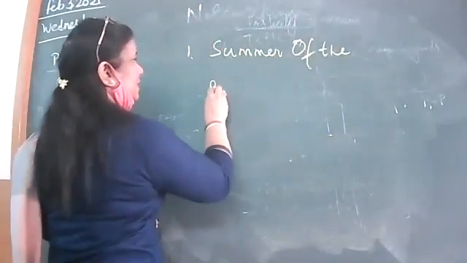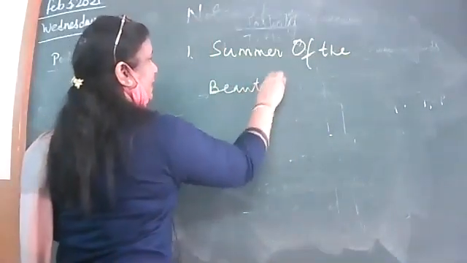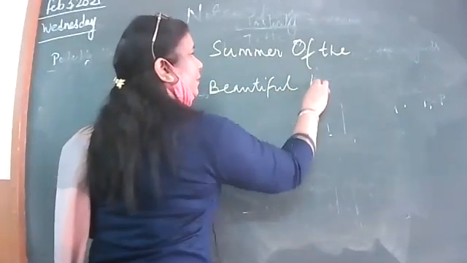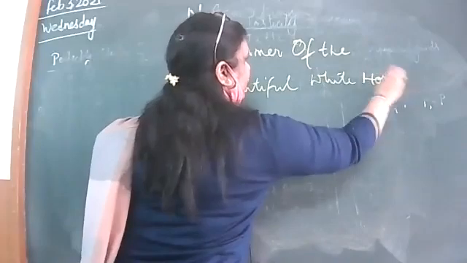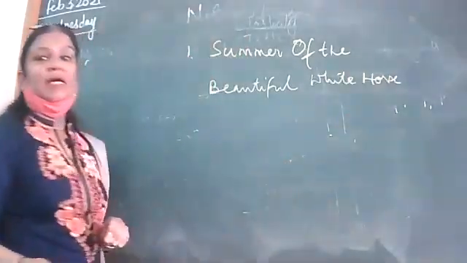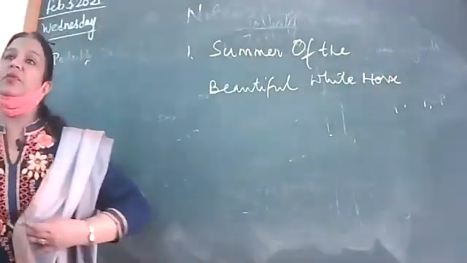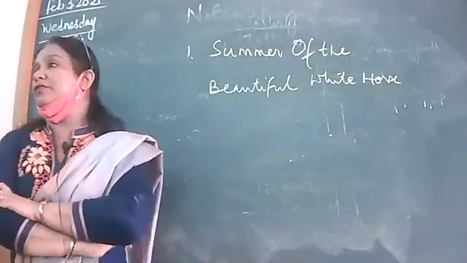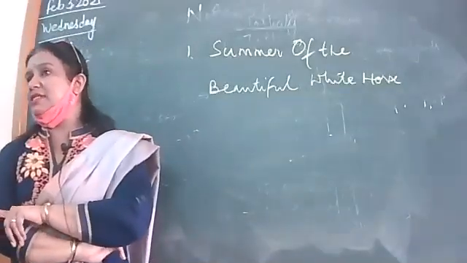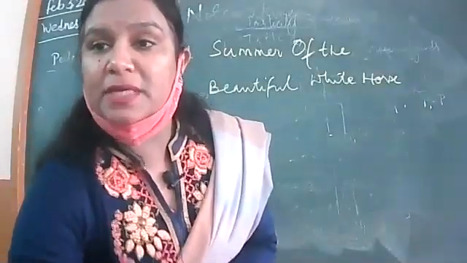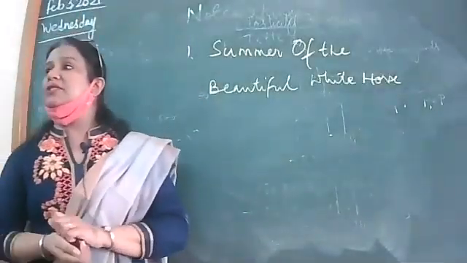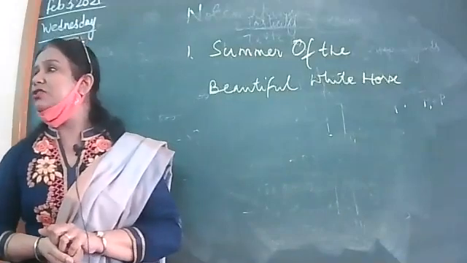So we have discussed Mother's Day and Birth in enough detail, and you have been tested also for that. So now the next two chapters which we will be discussing, Summer of the Beautiful White Horse and Address. Now Summer of the Beautiful White Horse, what is it about? It is about a childhood adventure.